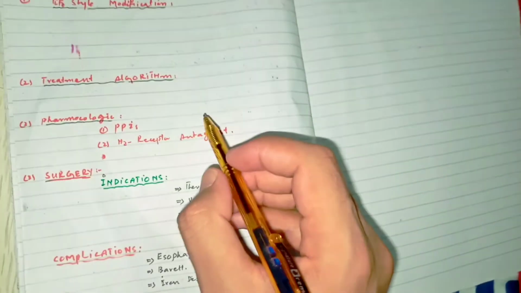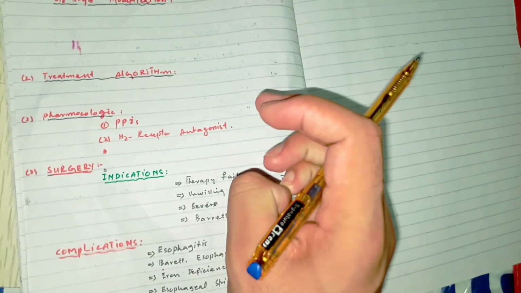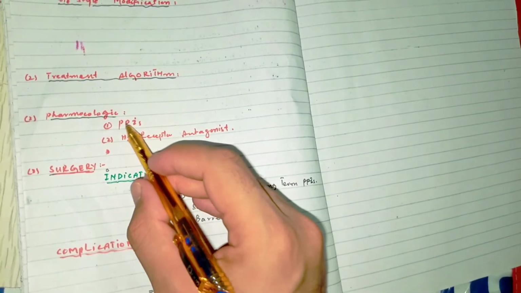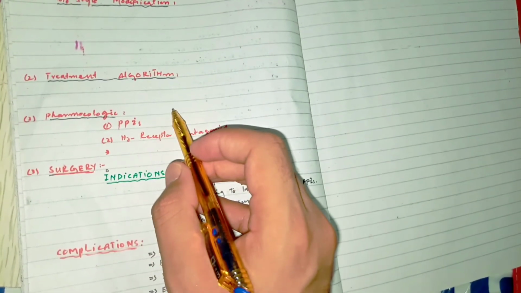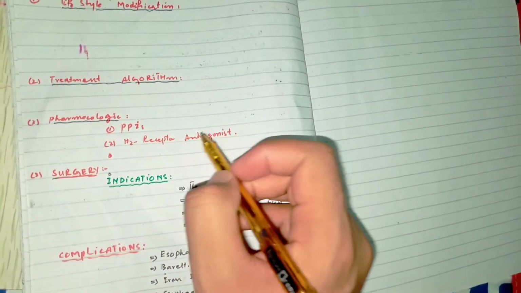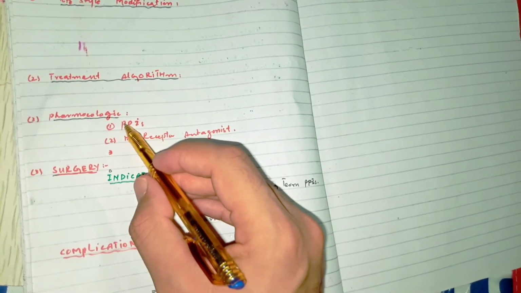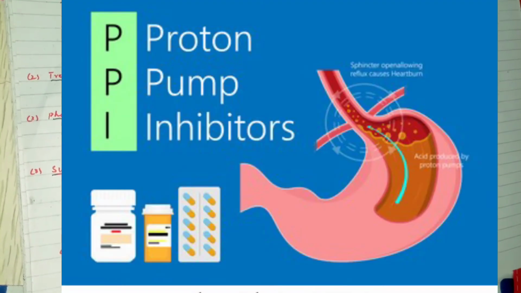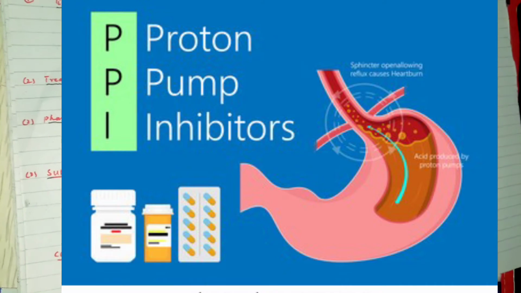The other is pharmacologic treatment. There are two types of drugs mainly given in GERD. The one is the PPI. PPIs are proton pump inhibitors, which act on the hydrogen potassium ATPase on the parietal cell of the stomach, which decreases acid production. The drugs included in the PPI are dexlansoprazole, omeprazole, lansoprazole, esomeprazole, rabeprazole and pantoprazole.